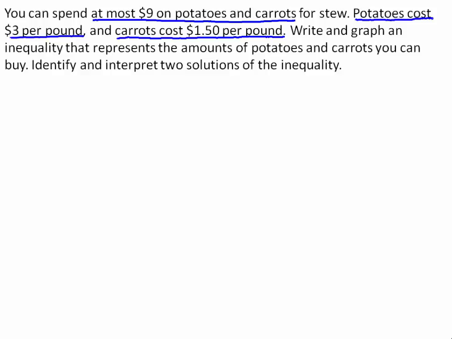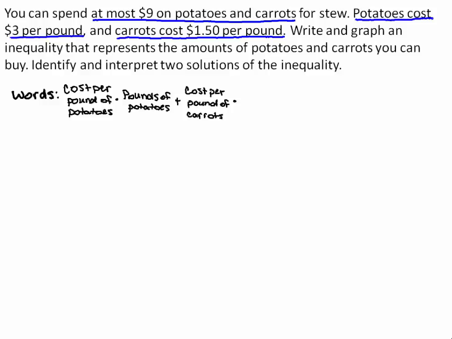Use a verbal model to write an equation that represents the problem. In words, the cost per pound of potatoes times the number of pounds of potatoes plus the cost per pound of carrots times the number of pounds of carrots must be less than or equal to the amount you can spend. Now you need to assign variables.